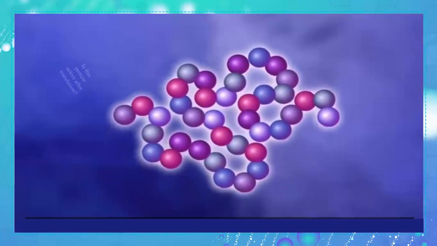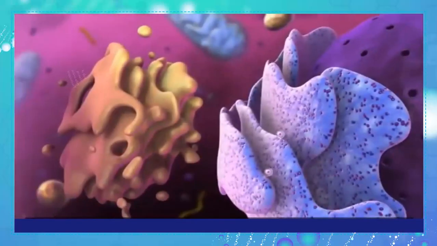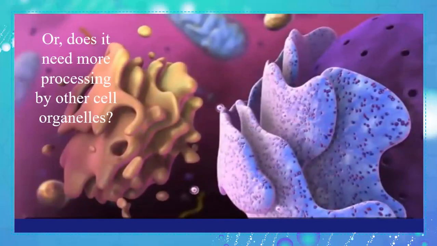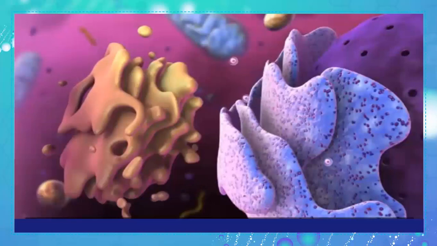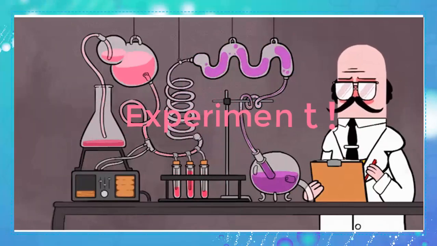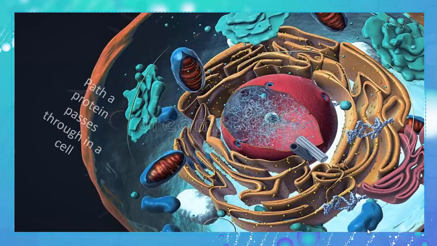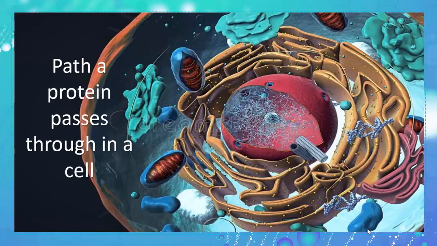Is this polypeptide produced now active after translation, or does it need more modification by other cell organelles? Let's concentrate in this video in order to find the correct answer. In order to solve our problem, let's perform a simple experiment, where the aim will be to find the path a protein passes through in a cell.